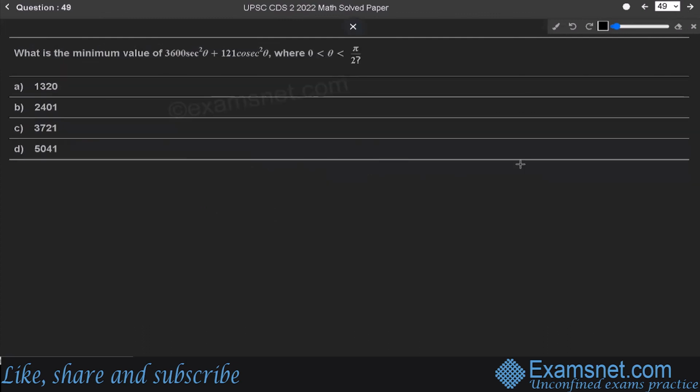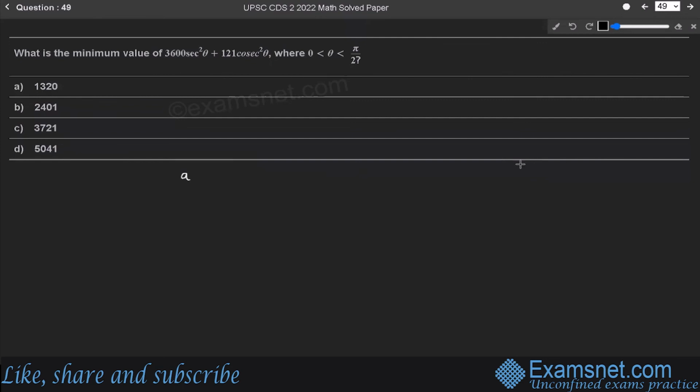Next question is, what is the minimum value of 3600 sec square theta plus 121 cosec square theta, where theta lies between 0 and pi by 2? It is a very important question. This kind of question always comes in the exam, and there is a very simple concept behind it.